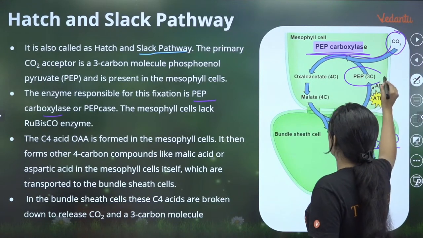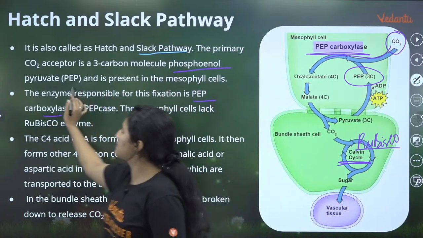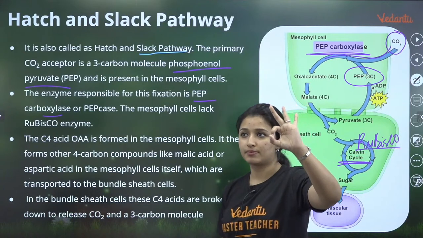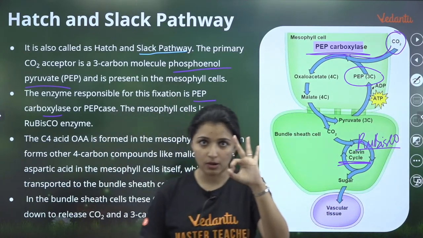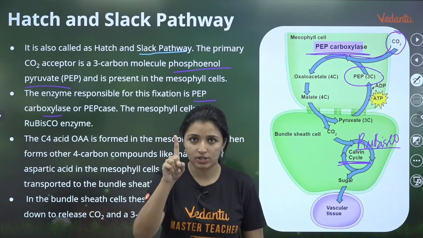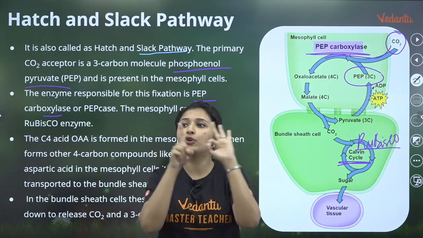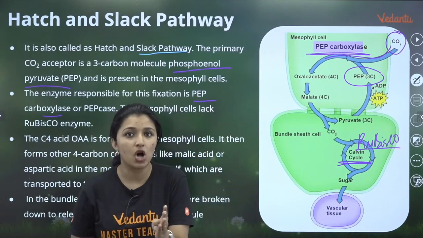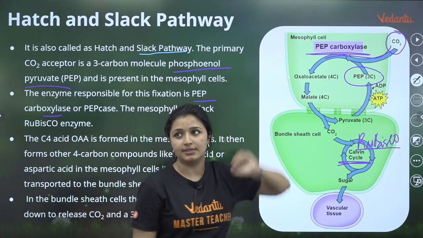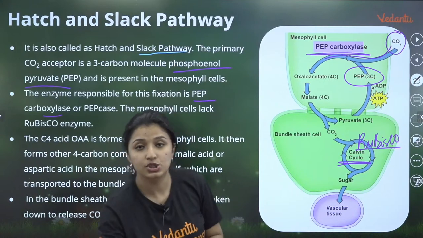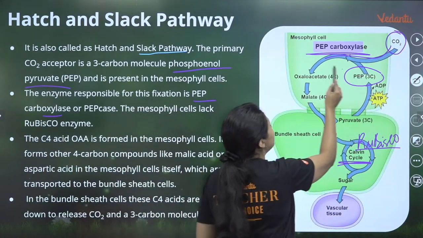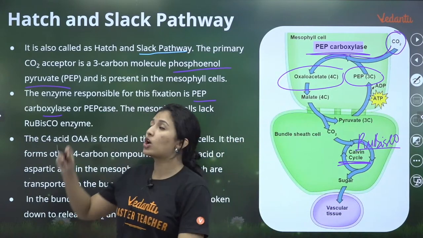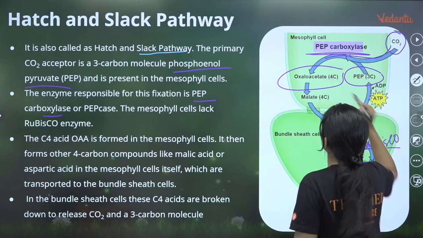PEP, phosphoenol pyruvate, is the acceptor molecule. It's a 3-carbon compound. So, 1-carbon compound carbon dioxide, 3-carbon compound PEP. You fix them together, you get a 4-carbon compound. Which 4-carbon compound? Oxaloacetic acid. So the first stable product here is a 4-carbon compound, oxaloacetic acid, and that is why we call the Hatch and Slack pathway the C4 cycle.